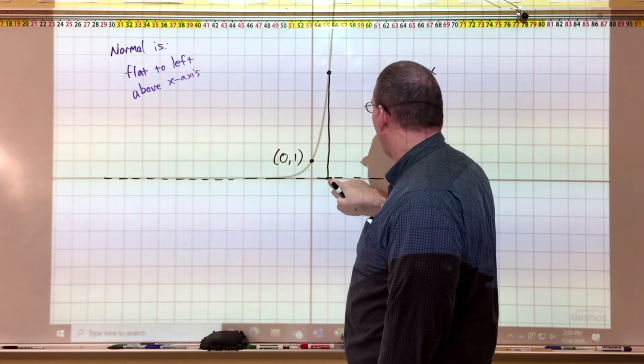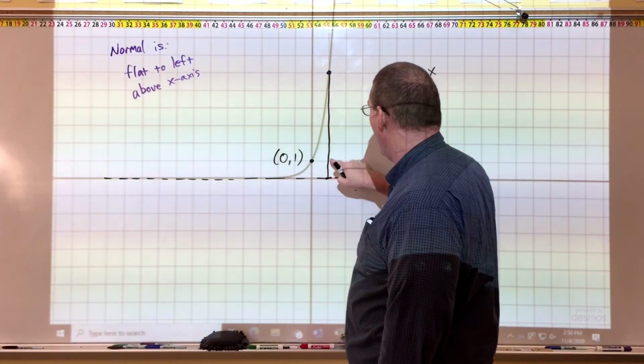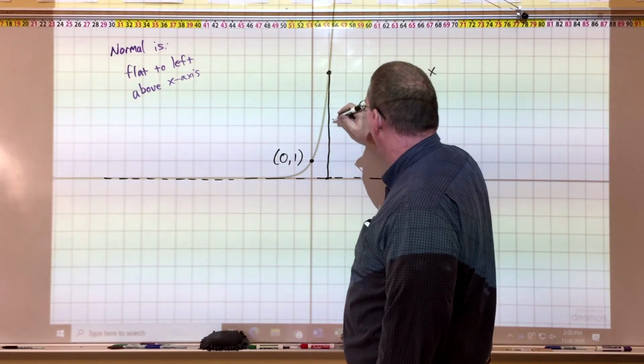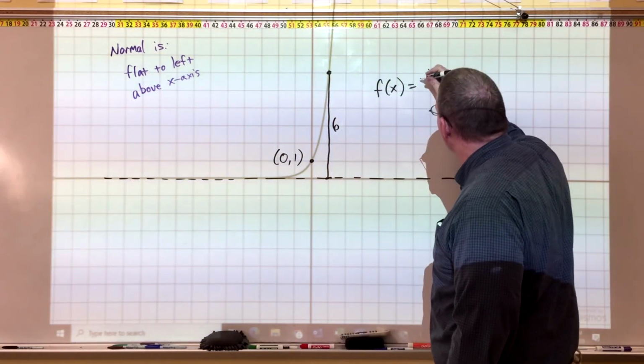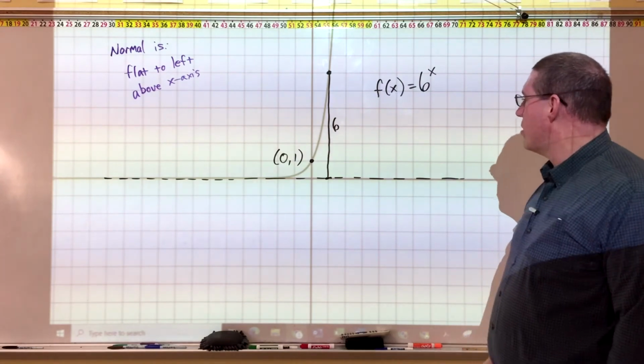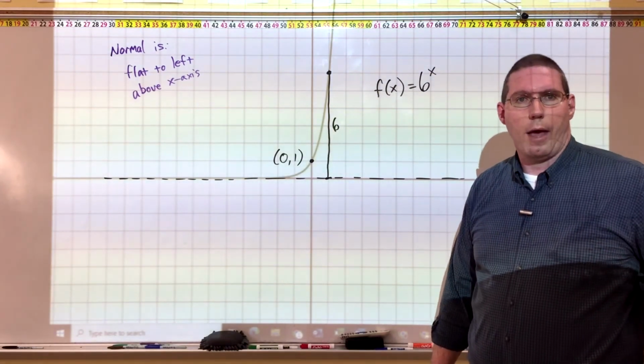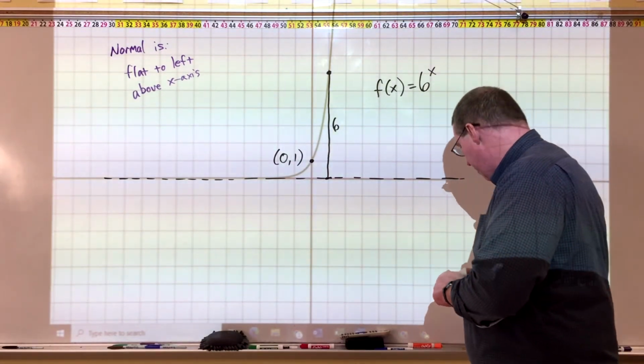So from here, it's 0. It's from 0, 1, 2, 3, 4, 5, 6. The height there is 6. Therefore, the base is 6. Therefore, this is 6 to the x power. Okay? All right, so there's a few examples to help you with this.